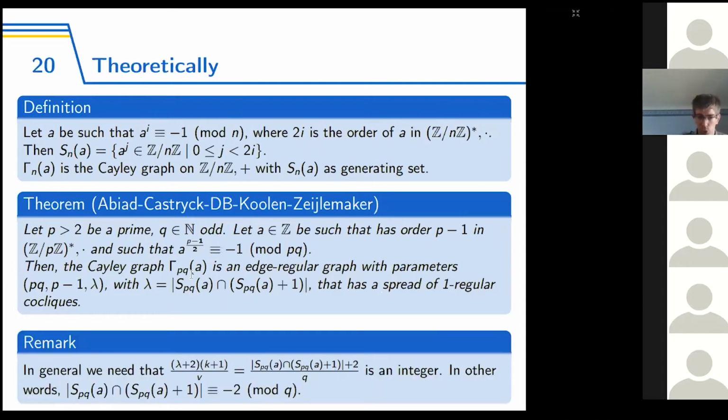So if we want this construction to work, we need to have that this number lambda plus 2 times k plus 1 divided by v is an integer. By which I mean, you of course get this edge regular graph, but if you want to apply the Akademgorodok construction on this, then you need to be able to take an integer number of copies. So this number needs to be an integer, which in particular means that this intersection size needs to be -2 mod q.